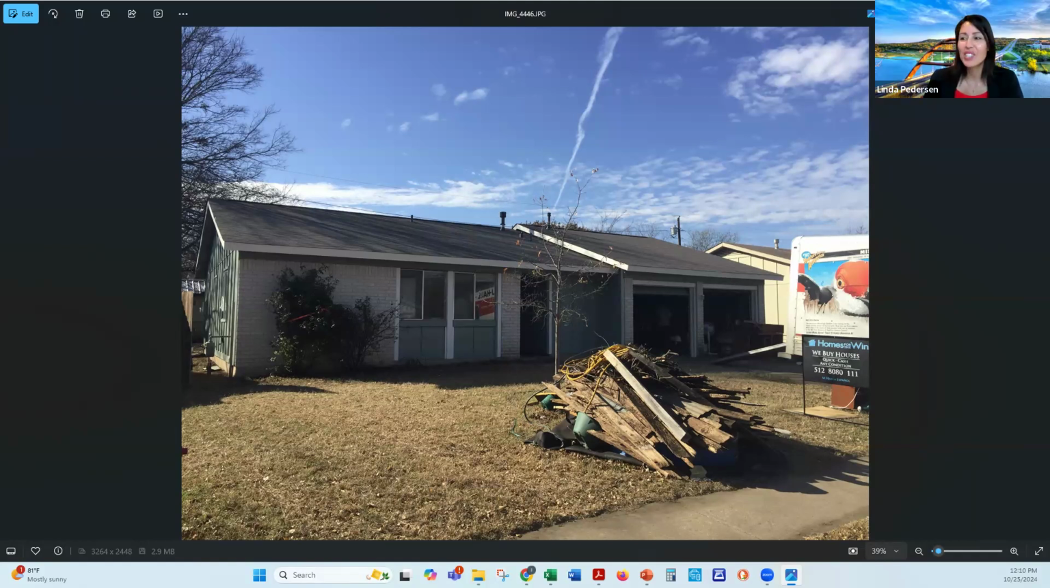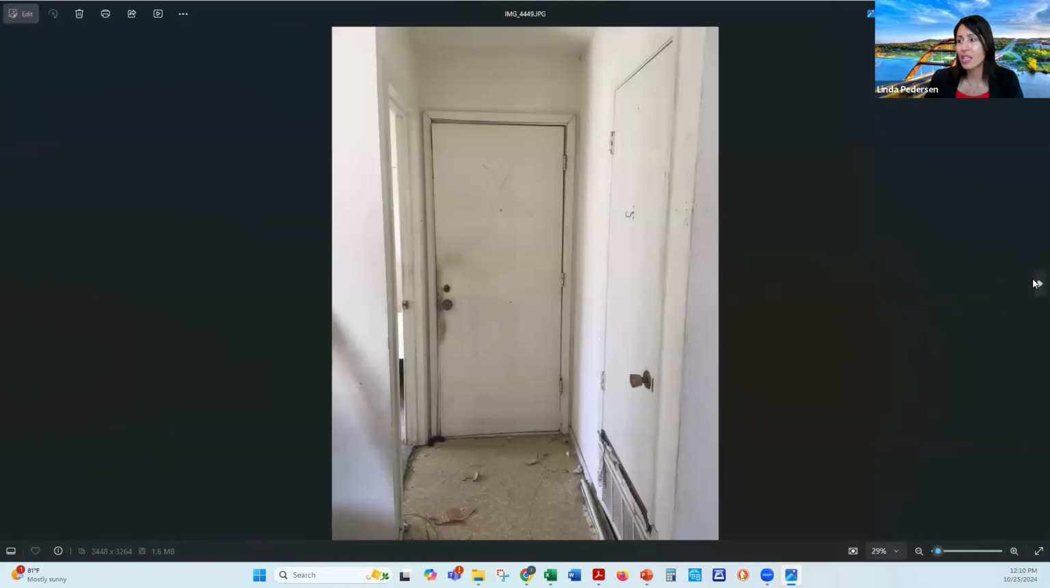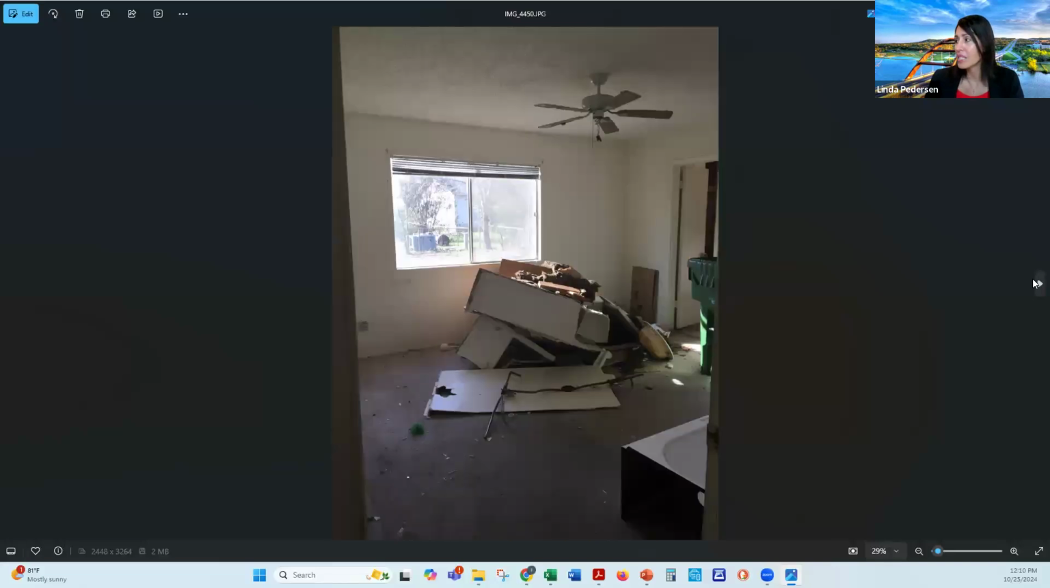So as you can see here, it's just a ranch. It's a two-car garage. And as we went through the pictures, you can see it's just a typical home. Nothing fancy about it.